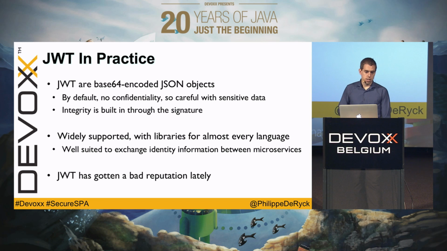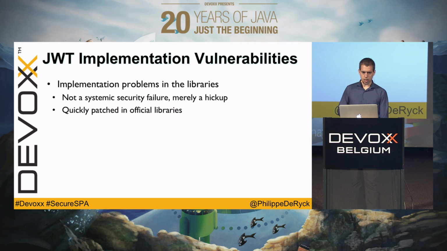The problem is JWT has gotten a bad reputation lately because they had some security issues, which I'm quickly going to address. There are mainly implementation problems. They had a few stupid mistakes that happened. It's not a systemic failure. It's merely a hiccup, and it was quickly patched. So if you use up-to-date versions, you're fine. If you're not, then you definitely want to quickly update your implementations so they solve these problems.